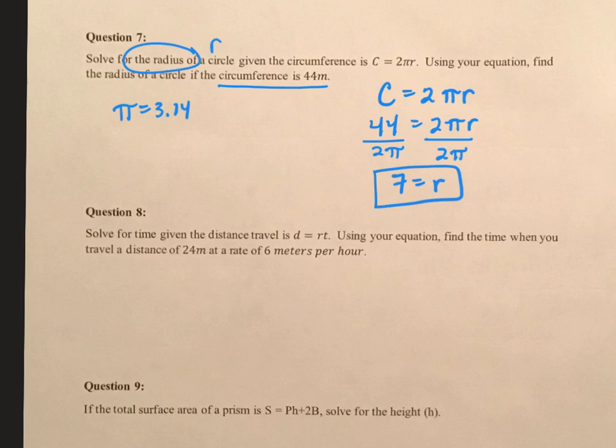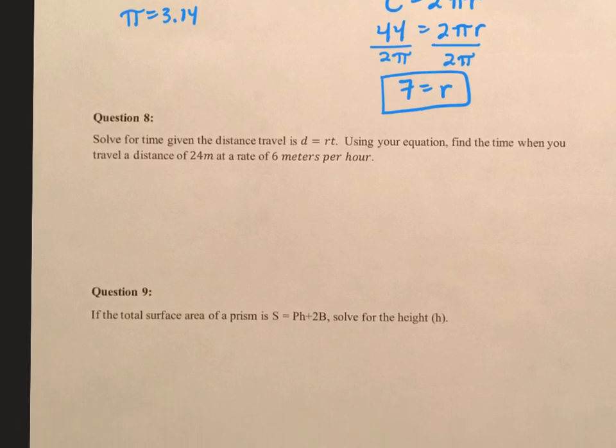Okay, now our next question is solve for time given the distance traveled is distance equals rate times time. Using your equation, find time when you travel a distance of 24. Okay, a couple ways you can do this, but what I like to do is if they're going to give you the equation, distance equals rate times time, and they're asking you to find time, maybe the easiest way to do that is just to say d equals r times t, and then just to solve for time before you start plugging in any numbers.